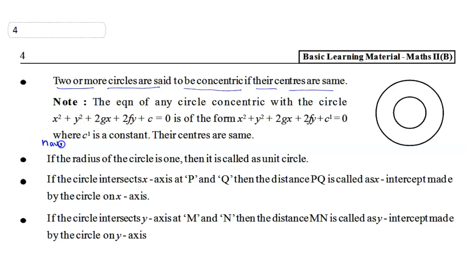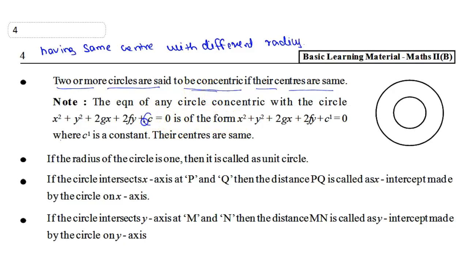Here I am writing: having the same center with different radius. Having the same center with a different radius, we can call it concentric circles. In the sense, concentric circles differ by a constant only. Concentric circles differ by a constant only, right?